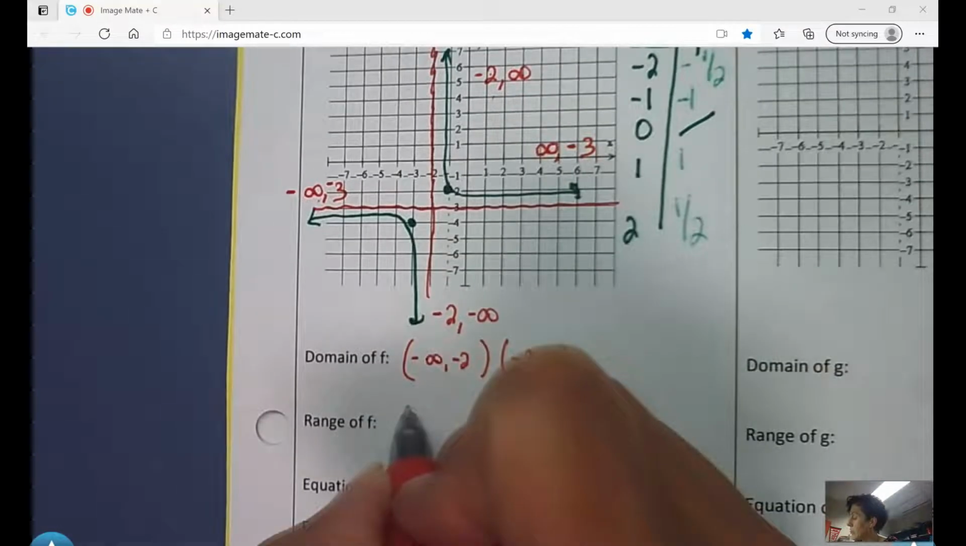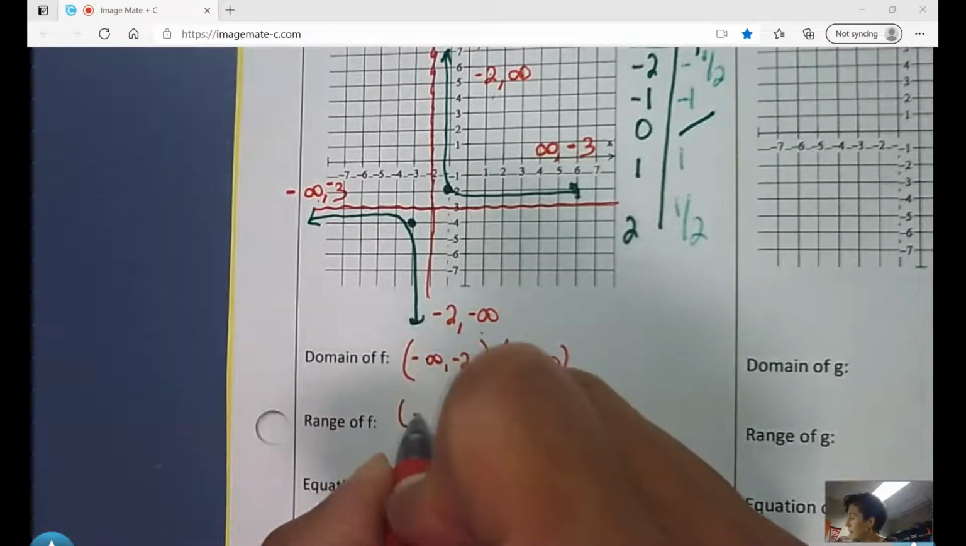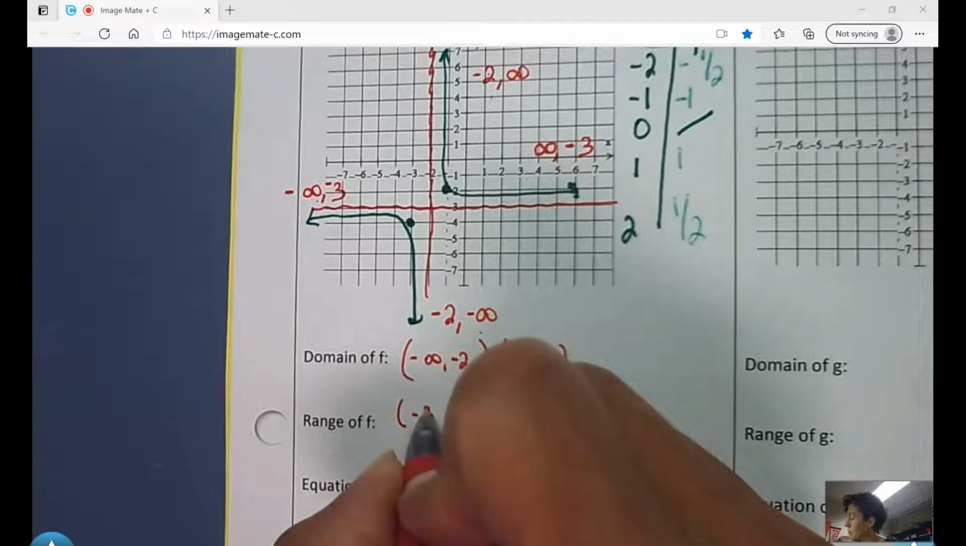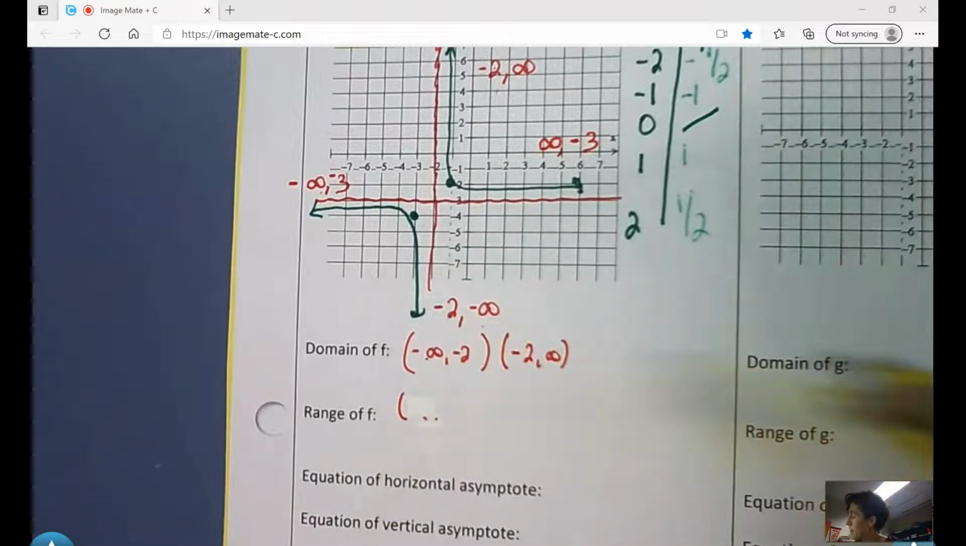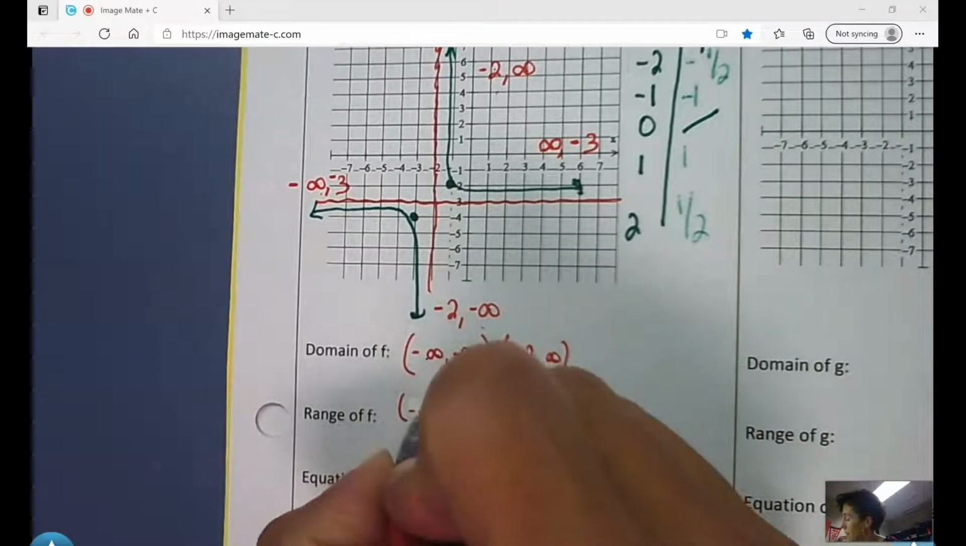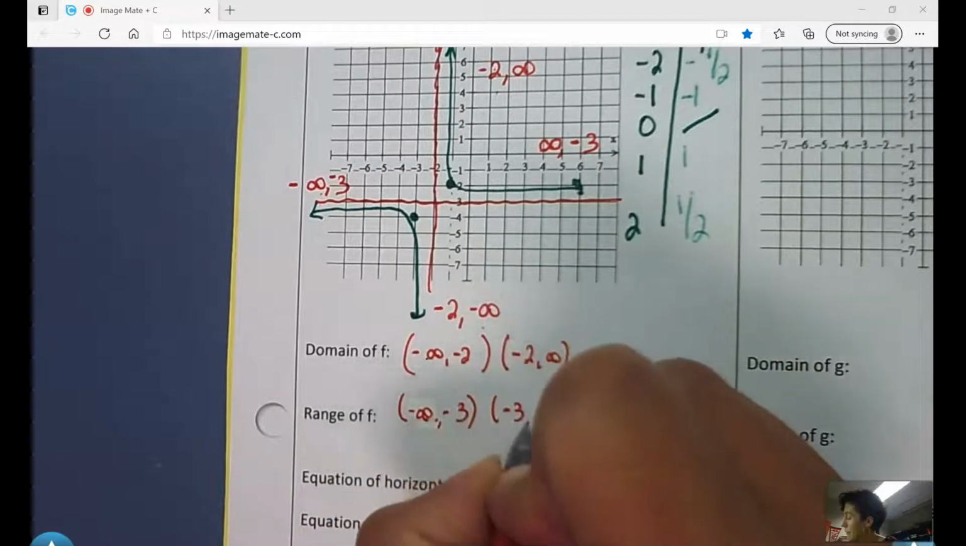And then my range is smallest y, negative infinity to negative 3, and it gets stuck. Whoops, that should be my negative infinity. It gets stopped at the wall, and then it will just pick back up at that negative 3. So it should be negative infinity, negative 3, and then back to negative 3, infinity.